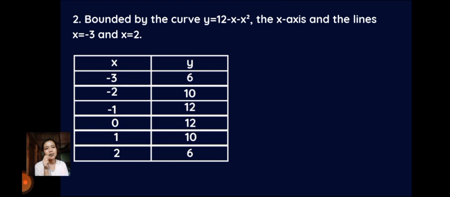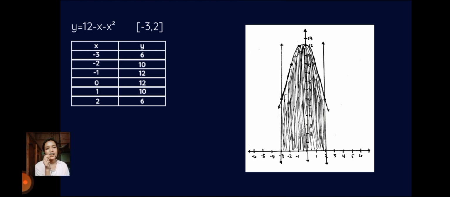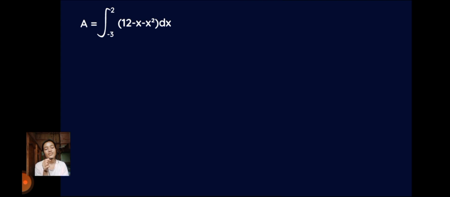So, after that, since we have the points, we plot them. Since there is an interval line, negative 3 and 2, that is correct. Then we shade it, so we can find the exact area of that region by evaluating the definite integral. So, the area is equal to the integral of 12 minus x squared dx from negative 3 to positive 2.